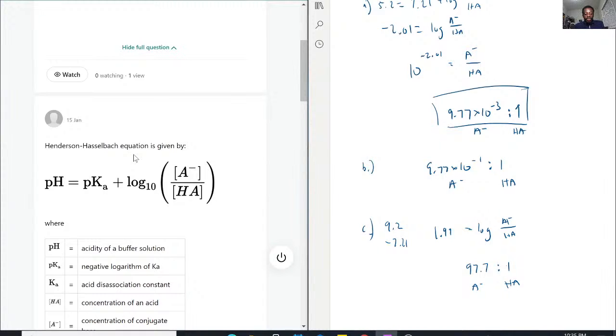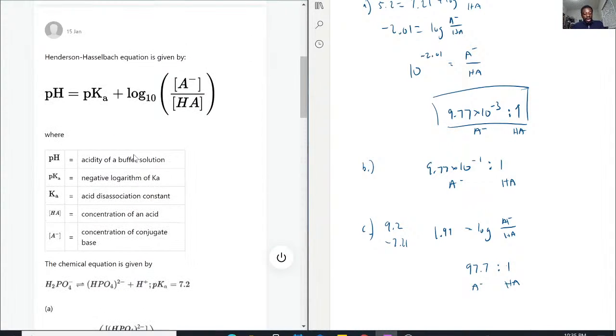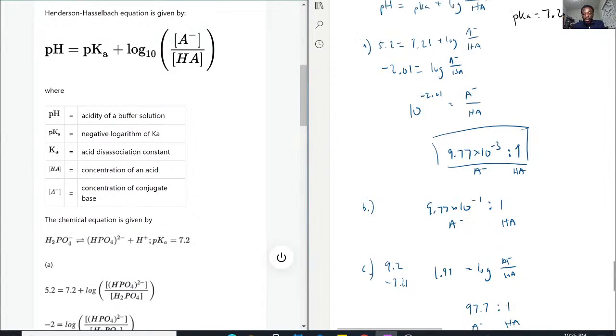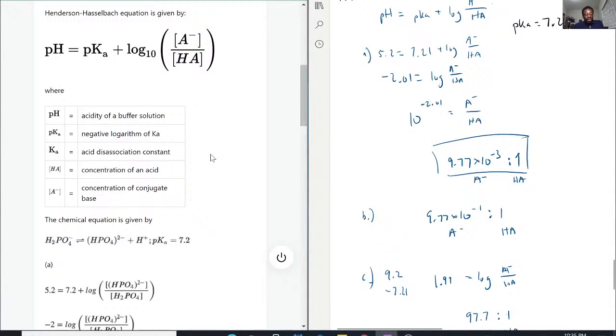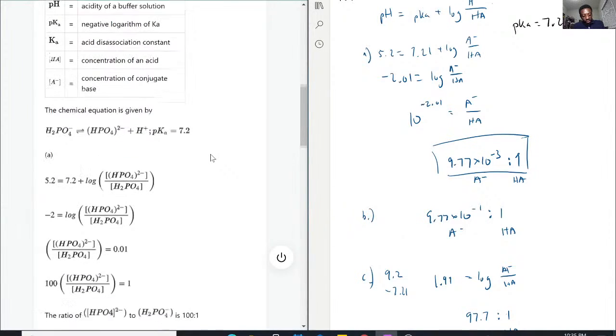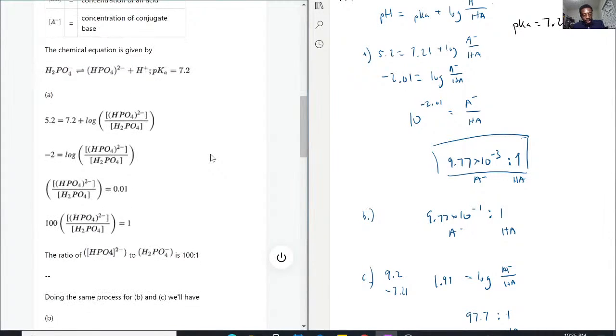We have pH equals pKa plus log A minus over HA. And the pKa, they used a 7.2, but I found a 7.21. But nonetheless, our answers should be relatively close to each other, okay? So for the 5.2, the ratio is actually upside down, because there's a lot more HA than A, okay?